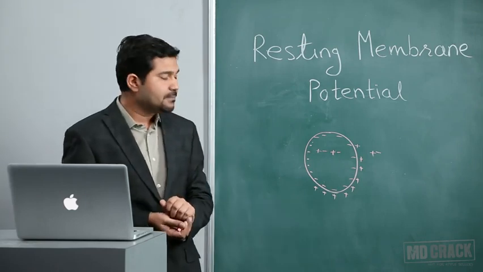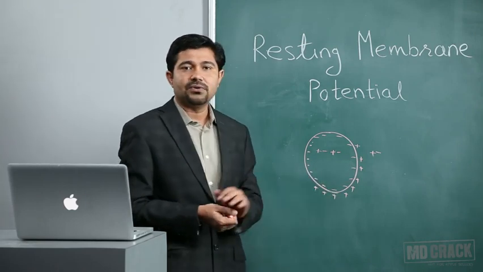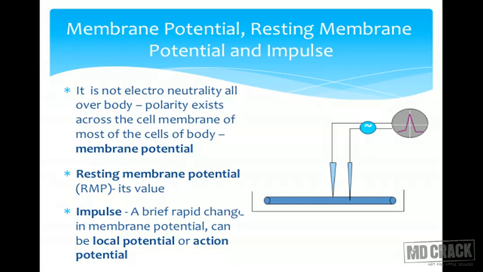As you can see here, the inside is negative compared to the outside, and the outside is positive compared to the inside. So this is actually the resting membrane potential. We call it that when the cell is not stimulated, when it is in the resting stage, when it is not excited. In that case, the potential that exists is normally negative inside, and that is called the resting membrane potential. The value of the resting membrane potential will vary from cell to cell. But normally we can say that in a muscle or in a nerve, it is minus 70 millivolt.